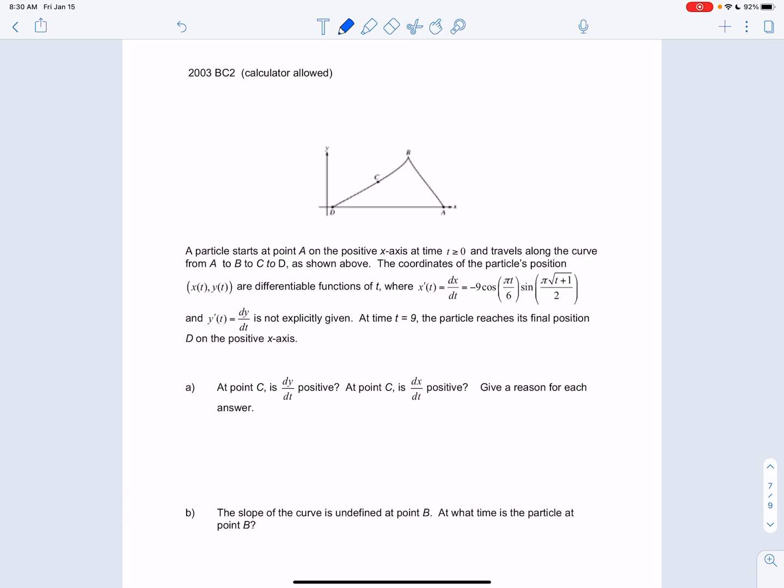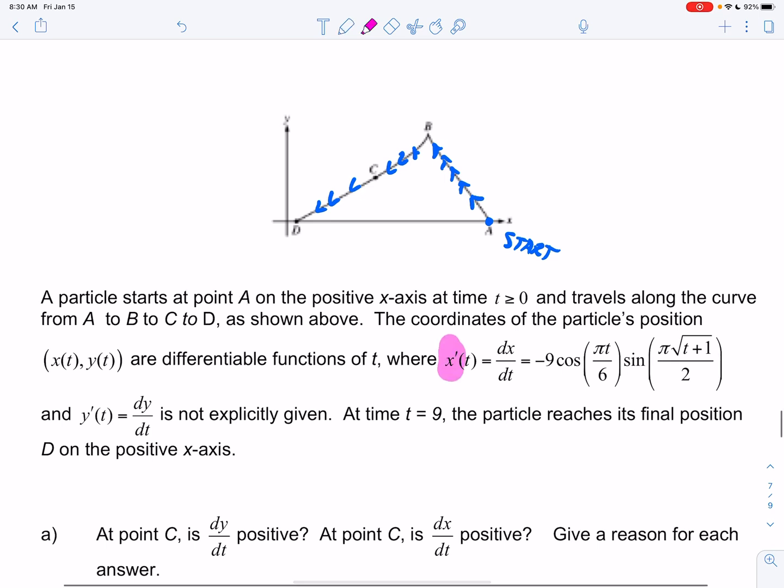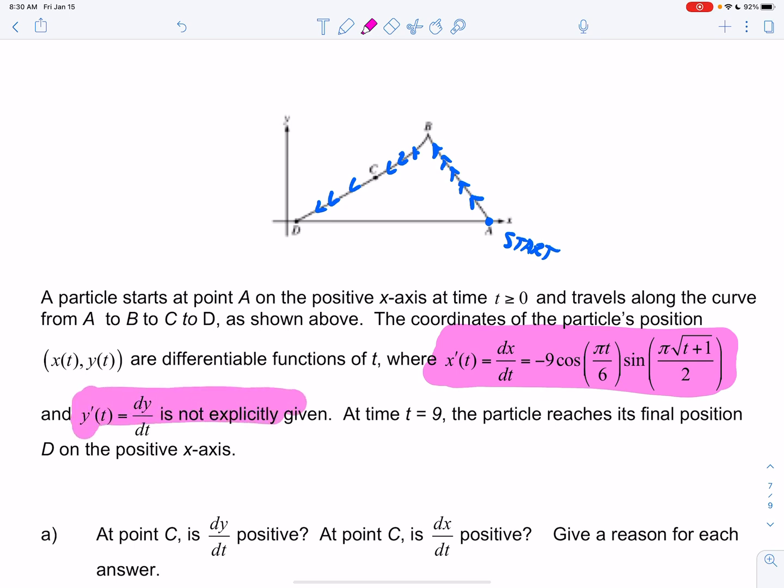Here we go. We have a particle that starts at point A on the positive x-axis and travels along the curve to B, to C, to D. So we're traveling in this direction here, just so you guys know. So we start at A and then we go to D, all right? So the coordinates of the particle's position, x of t and y of t, are differentiable functions. Anytime they give you the equation, you write it down or you highlight it. Okay, so we have x prime of t here. And y prime of t is not explicitly given. Oh no.